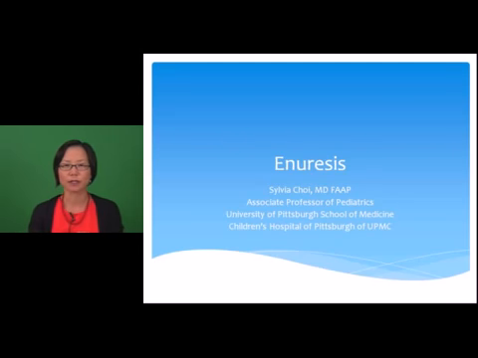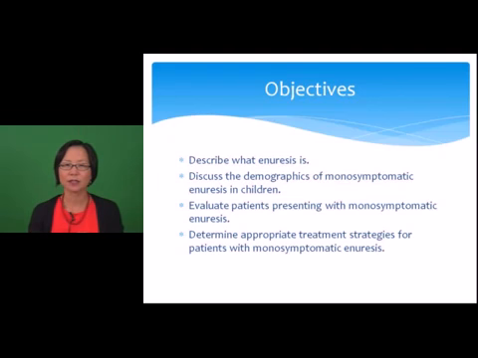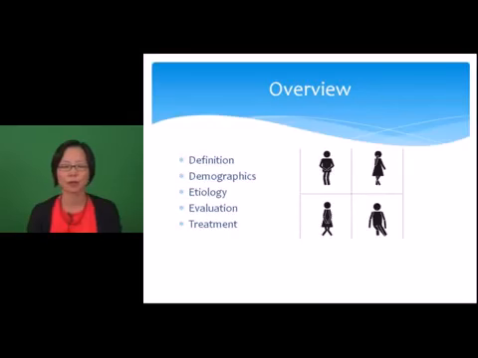So we'll start with enuresis. By the end of this lecture, you should be able to describe what enuresis is, discuss the demographics of monosymptomatic enuresis in children, evaluate patients presenting with monosymptomatic enuresis, and determine appropriate treatment strategies for patients with monosymptomatic enuresis. So we're going to start with an overview. First, I will define enuresis and review the demographics and what we know about the etiology of monosymptomatic enuresis. I will then cover the evaluation and treatment of patients that you may encounter in your office practice.